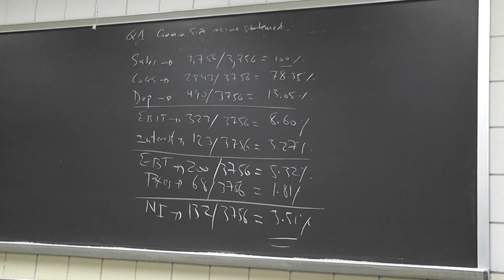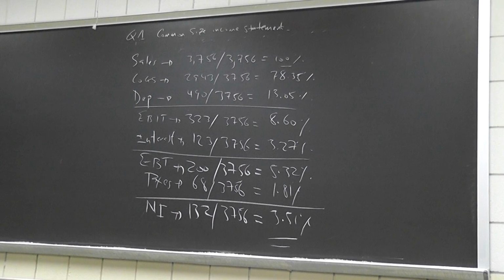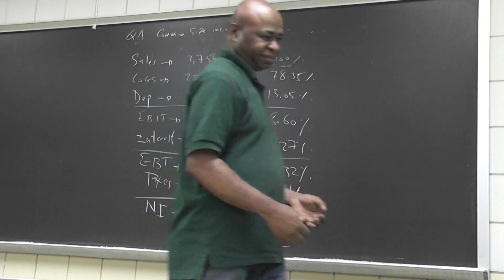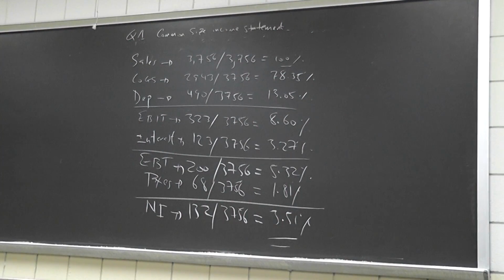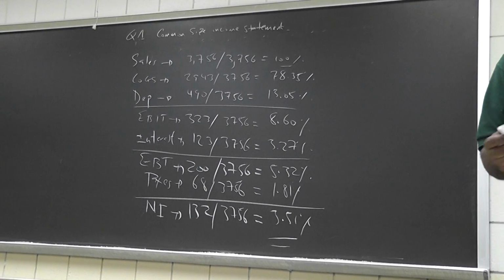That makes sense? And then the second question is create a common size balance sheet for 2012. This time we divide all the different figures by total assets, right? So we pretty much do the same thing. So shall we still do it? No. So basically, we get the idea.